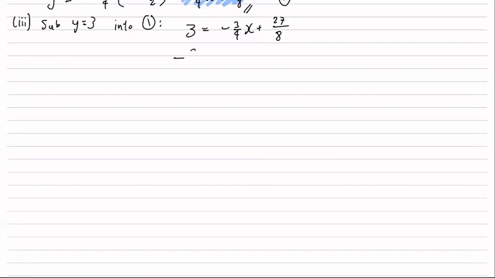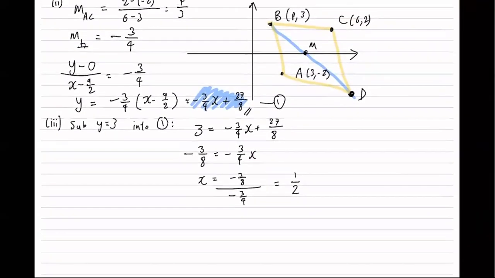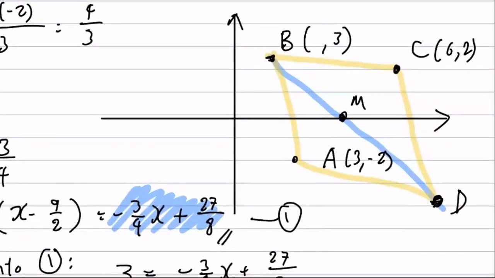You get -3/8 equals -3/4 x. So x must be -3/8 divided by -3/4. I think it's just 1/2, right? Because 1/2 times -3/4 will give you -3/8. All right, so x equals 1/2, and that means we have our x coordinate here. I'm just going to erase the p and put down positive 1/2.